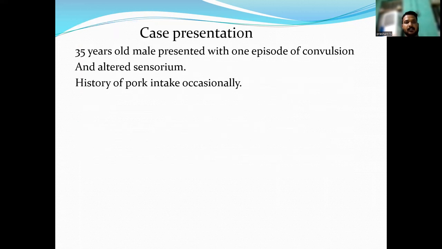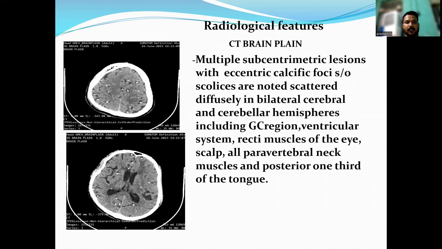Case presentation: A 35-year-old male presented with one episode of convulsion and altered sensorium, with a history of occasional poor intake. We did a plain CT brain, which shows multiple subcentimetric lesions with eccentric calcified foci, suggestive of cysticercosis, scattered diffusely in the bilateral cerebral and cerebellar hemispheres, including the ganglio-capsular region and ventricular system, the recti muscles of the eye, skull, paravertebral neck muscles, and the posterior one third of the tongue.